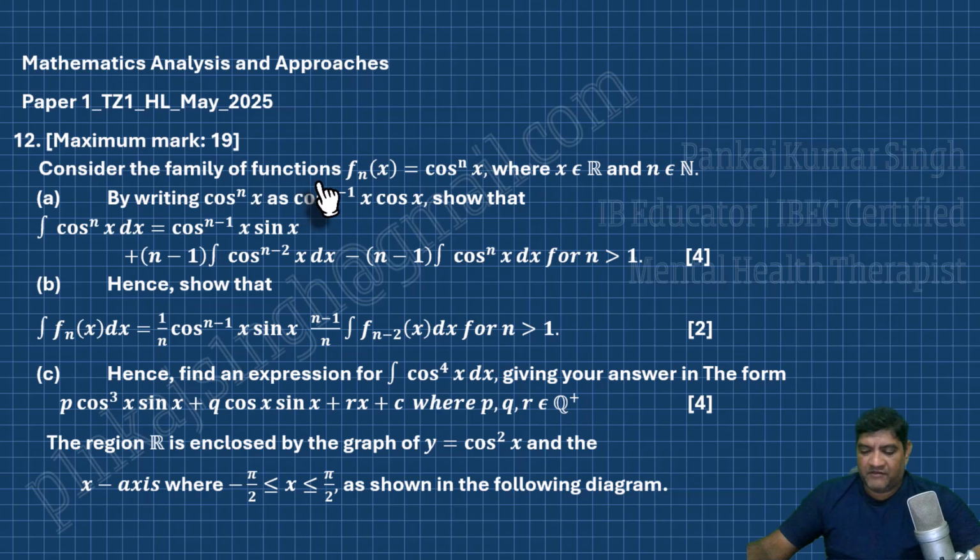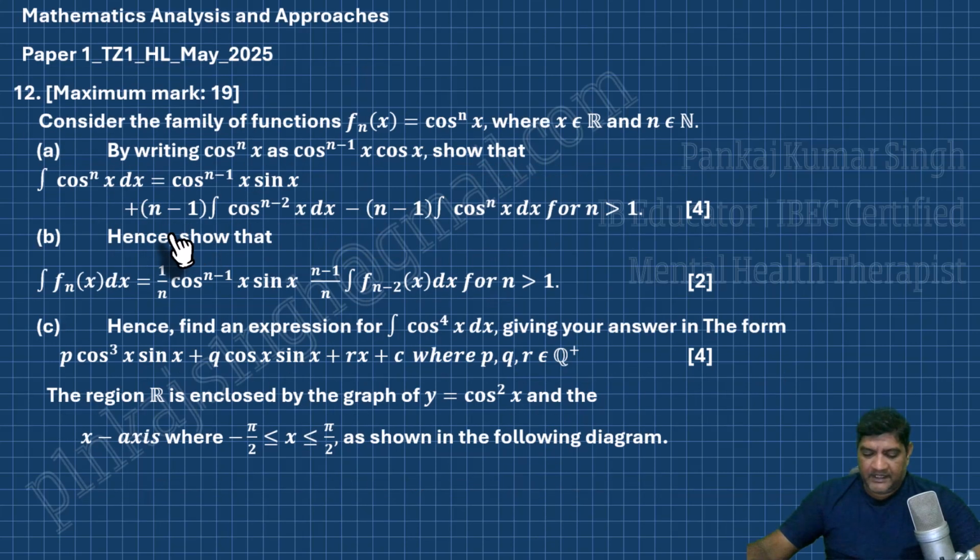He talks about a family of functions, f of x is equal to cos to the power of nx. And he wants us to integrate this by writing cos to the power of nx as cos to the power of n minus 1 into cos x. This can be done using integration by parts. And you will end up with this big equation here.